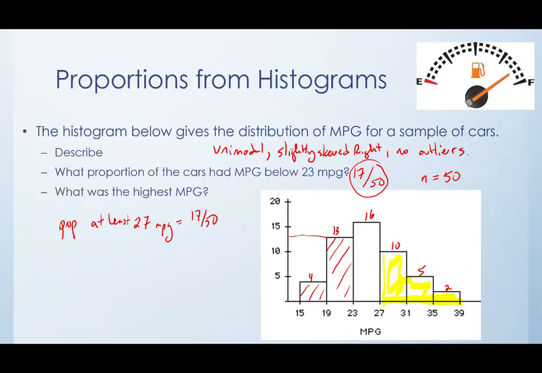All right, what was the highest miles per gallon? That one's actually a bit of a trick question, because we know the highest miles per gallon is something between 35 and 39. So we could say 35 is less than or equal to x, which is less than 39, but we don't know where it falls in that interval. That's one downside of a histogram: it doesn't preserve the data values. So we can say, but we don't know exactly.